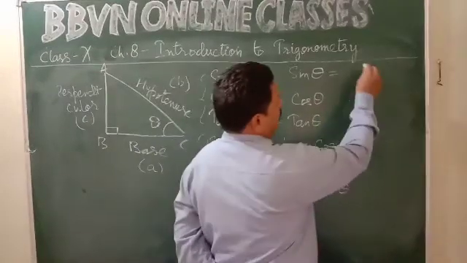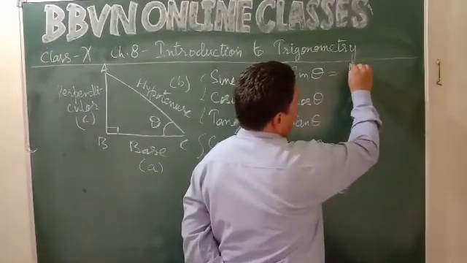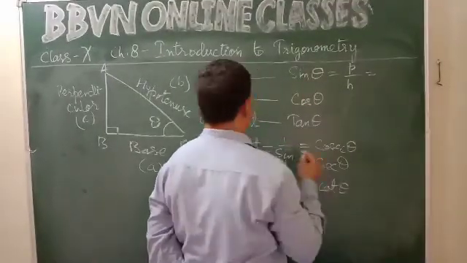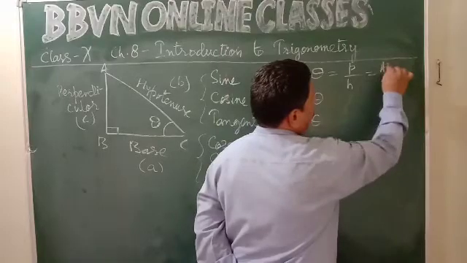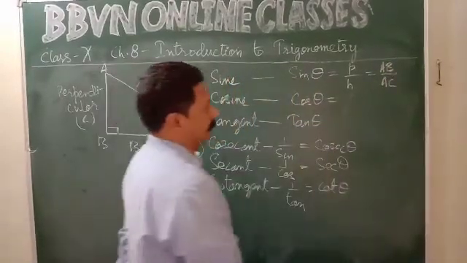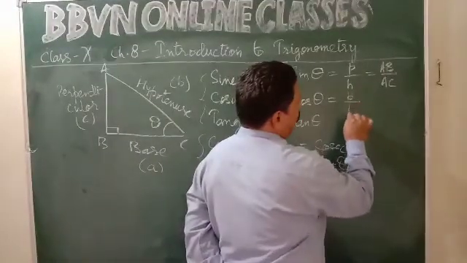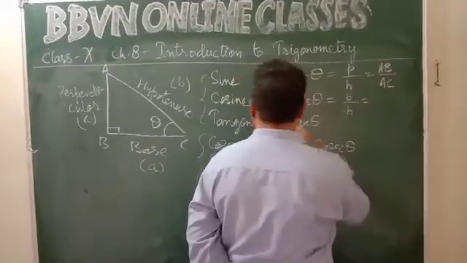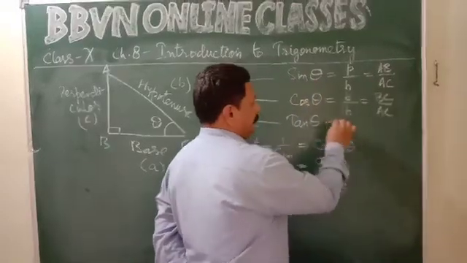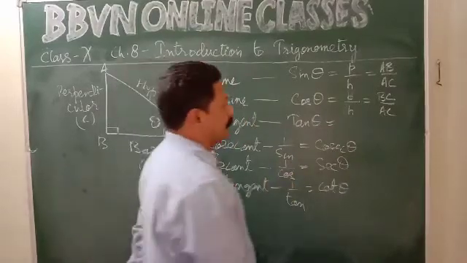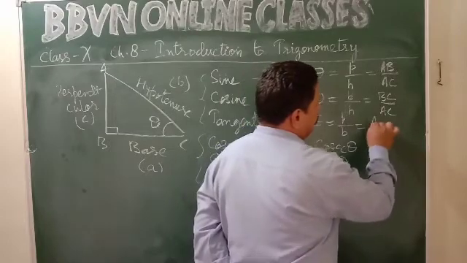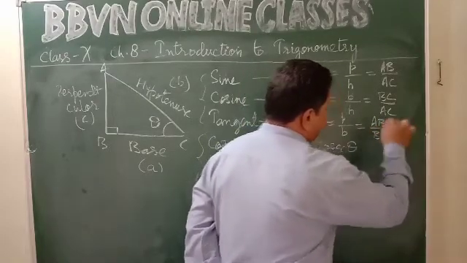Sine ratio of angle theta is perpendicular upon hypotenuse. In this triangle, perpendicular upon hypotenuse is AB upon AC. Cos ratio of angle theta is base upon hypotenuse. In this triangle, base is BC upon hypotenuse AC. Now tan theta is very simple, perpendicular upon base, that is AB upon BC.